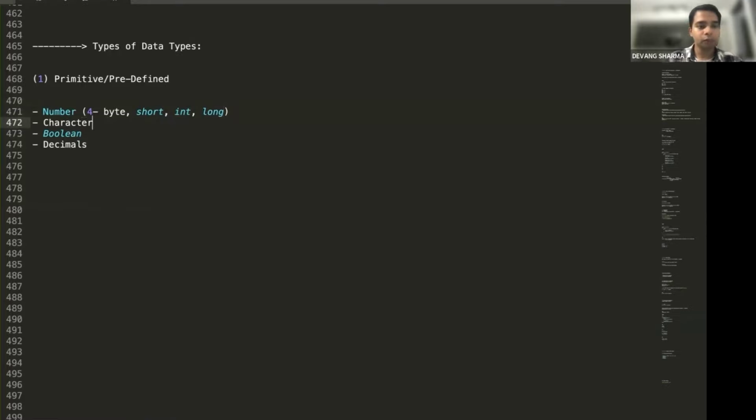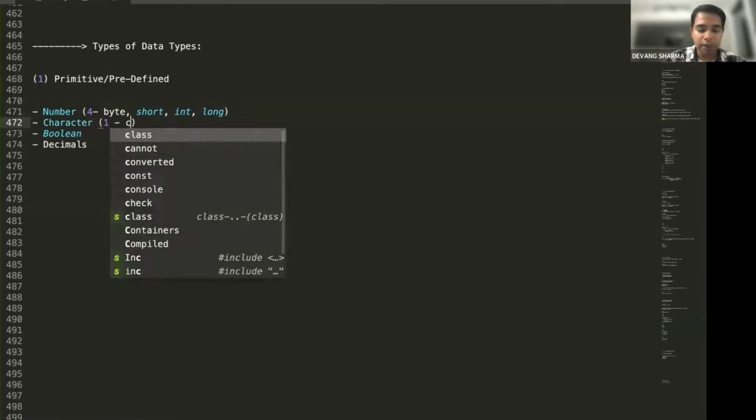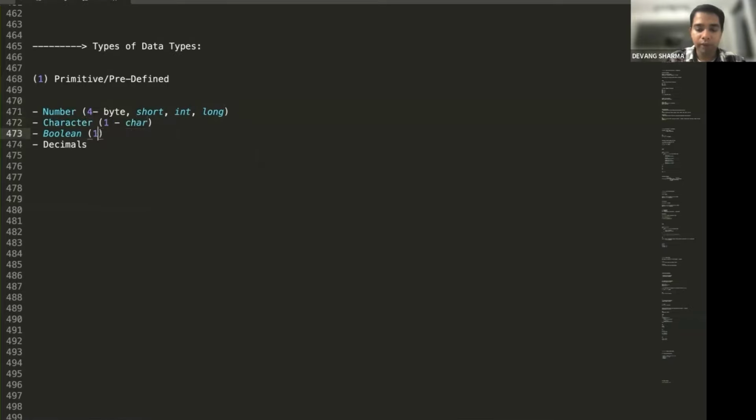Okay, cool. Then character. For character, we have just one subcategory. We call it char. Boolean, we just have again one subcategory, which we call Boolean. And decimal, we have two subcategories. We call them float and double. Okay. So defining the total primitive or predefined data types, we have four categories: number, character, Boolean, decimals. Inside these categories, we have different types. So in number, it can be four different types: byte, short, integer, long.